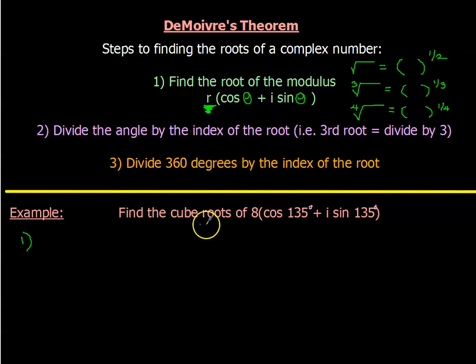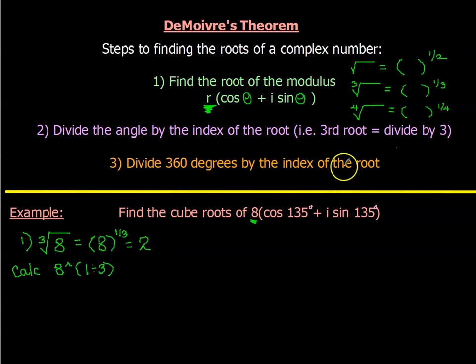Since they're asking for the cube root, I'm going to take the cube root of the value of r, which is the number outside of the parentheses, that would be 8. The cube root of 8 just means I'm looking for a number that multiplies by itself 3 times to be 8. This can also be seen as 8 to the 1/3 power. Just a note, if you're going to plug this into the calculator, make sure that you type in 8 to the, and in one parentheses, 1 divided by 3. And that should give you 2. So the first step, the root of the modulus, in our case, is going to be 2.